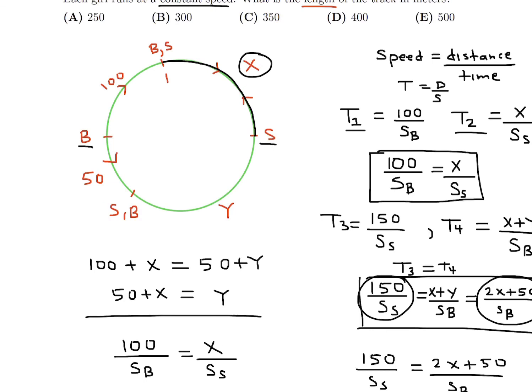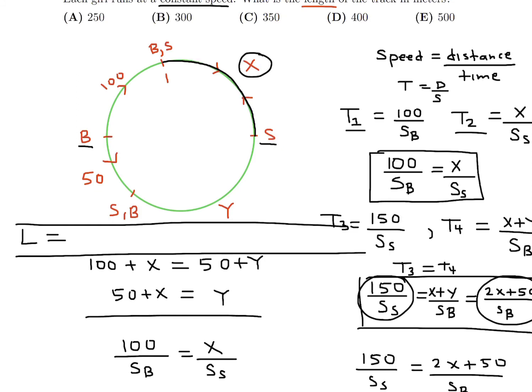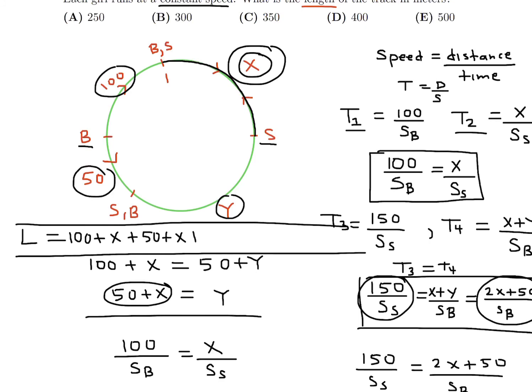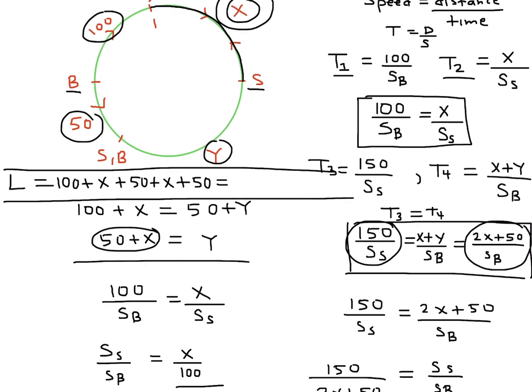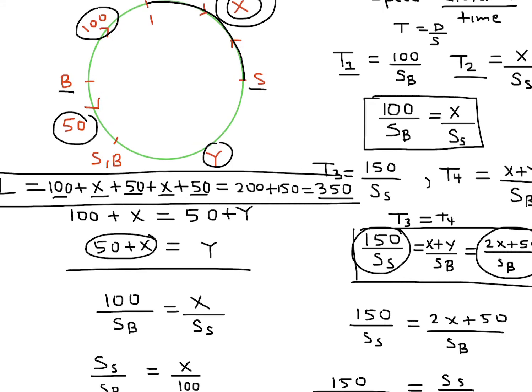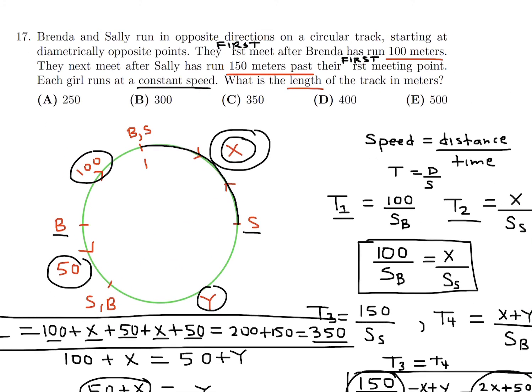Let's add all this up. It was, let's see. We can do it here. Length of the track was 100 plus x right here plus y, but y was 50 plus x, and then plus 50. And then x we got as 75. Okay, so that means we've got 100, 50, 50, that's 200. And then x is 75, so 75 plus 75 is 150. So therefore, it's 350. That's the length of the track. So 350 for number 17, so that would mean 17 is C.